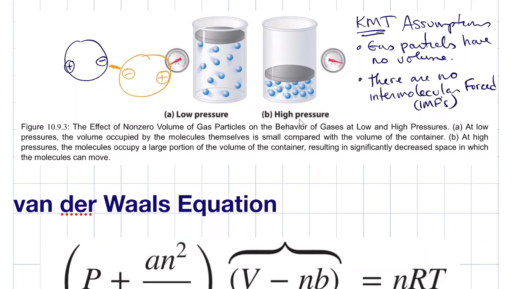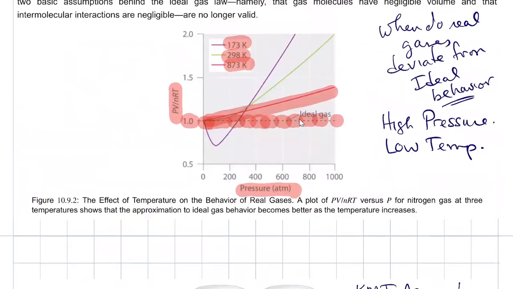So now I hope you understand why that high pressure causes non-ideal behavior. What about low temperatures? What's the problem with low temperatures?